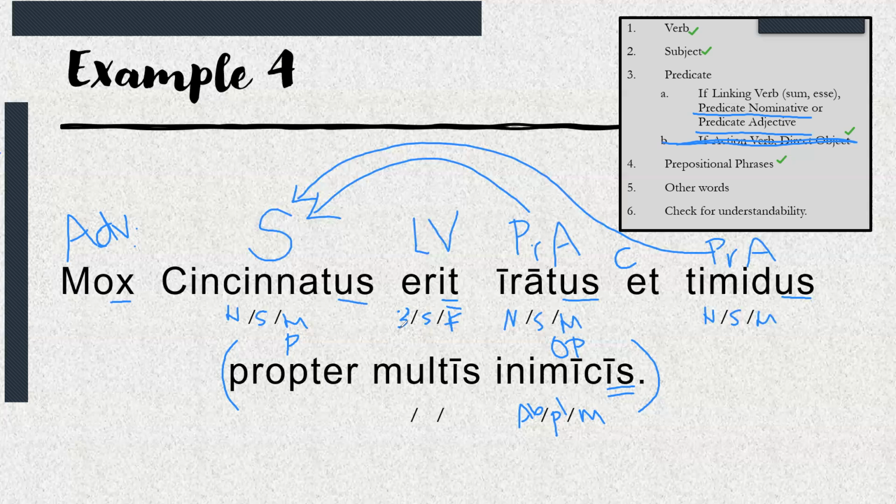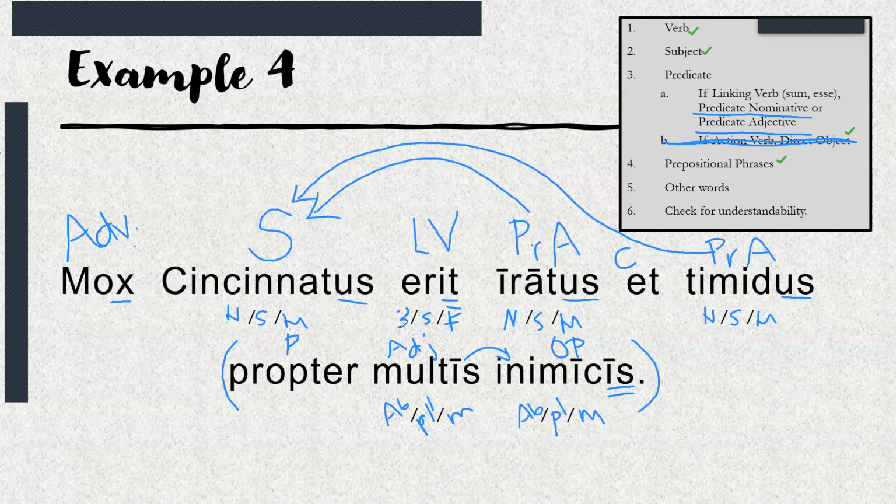Propter, because of enemies. What kind of enemies? We just have one more word that we can parse, and that is this one. It goes with inimici, so you can tell it matches in case, number, gender, so it's ablative plural, masculine, and that is an adjective. Notice it is not a predicate adjective because it is not modifying the subject with a linking verb. It's just modifying another noun in the sentence, so it is an adjective.